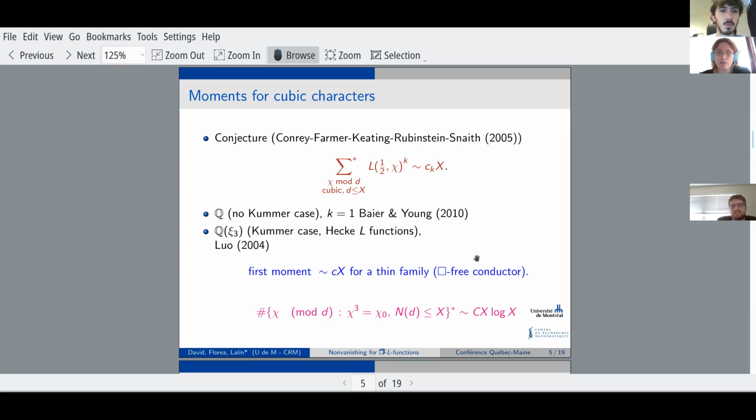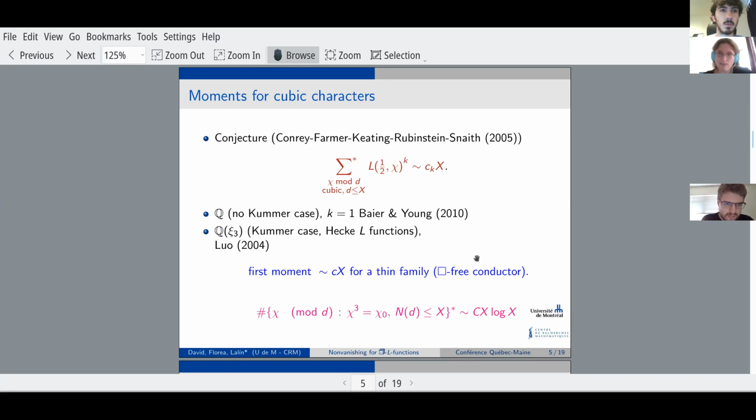And then for the Kummer case, the case where Q adjoins the third root of unity, the only result that is known is the result of Luo for a thin family. It's a family where he takes a square-free conductor, and that's actually not the case. You don't always have square-free conductor. So the size of the whole family will be x log x, but Luo's result is x because he doesn't take the whole thing. So this is all that is known for cubic characters over number fields.